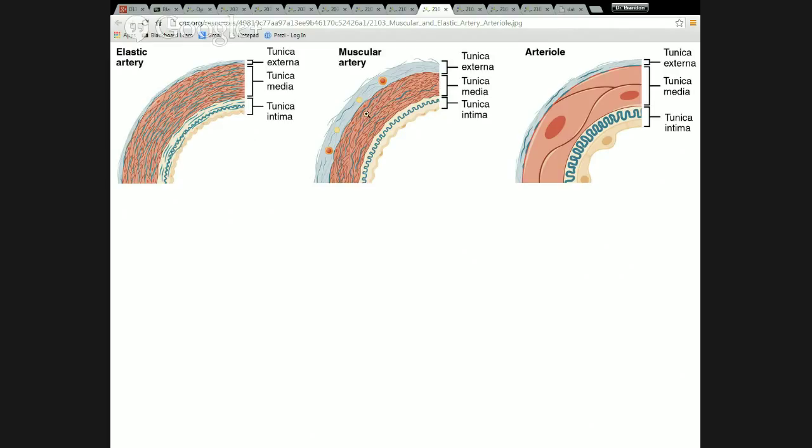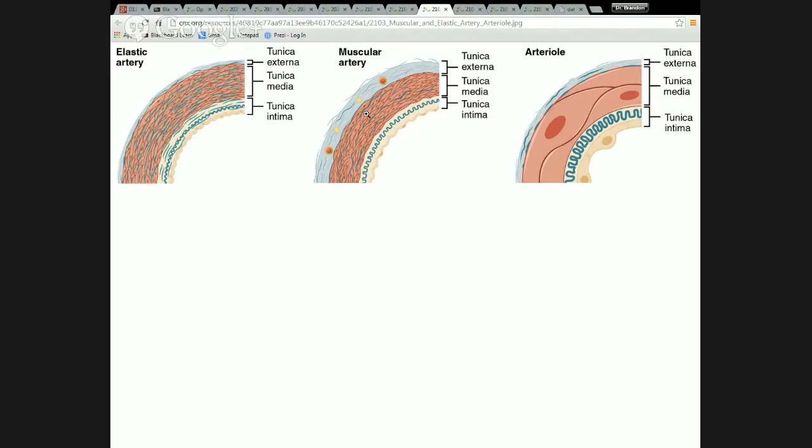Muscular arteries, it's hard to really see that they're more muscular than elastic arteries, and that might actually not be the best way to describe it. There's less elastic tissue in them, so they're not as elastic. But functionally, the muscular part is really important.